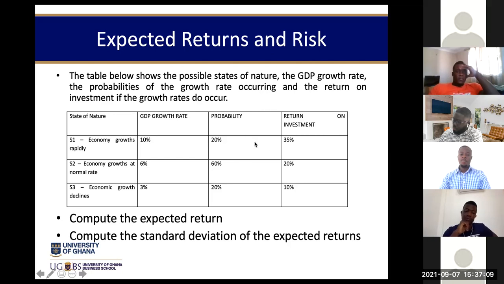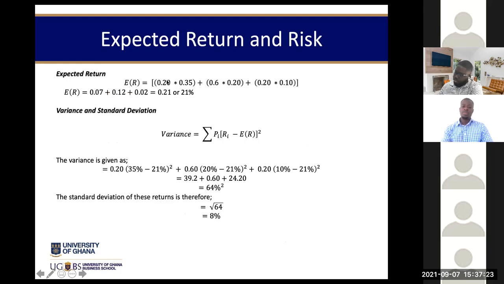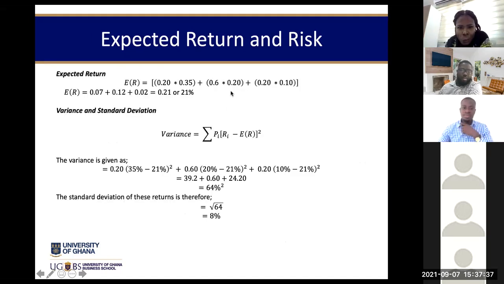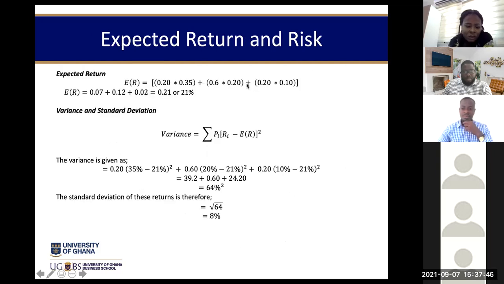Let's do this question quickly. Let's find the expected return. It's the probability times the return in each scenario. In a growing economy, 20% times 35%, plus the probability of a normal economy, 60%, multiplied by 20%, plus the probability of a recession, 20%, with an expected return of 10%. That gives us an expected return of 21%.